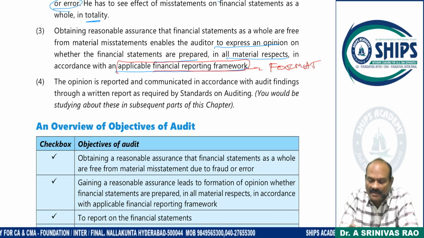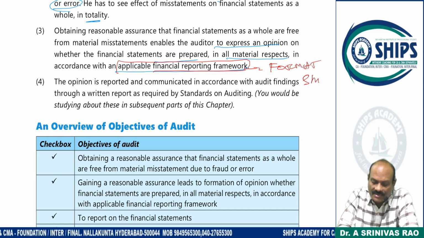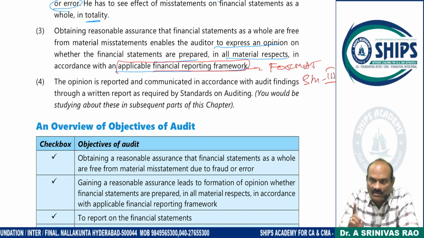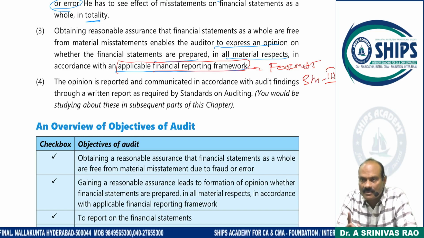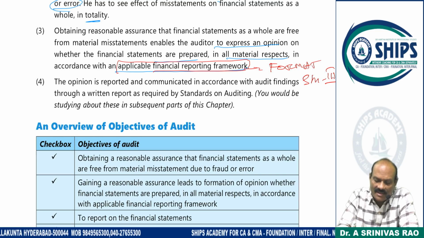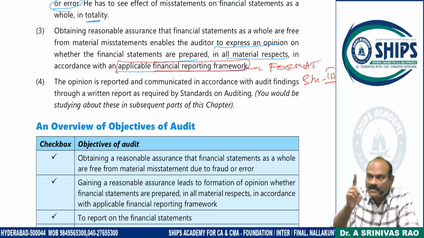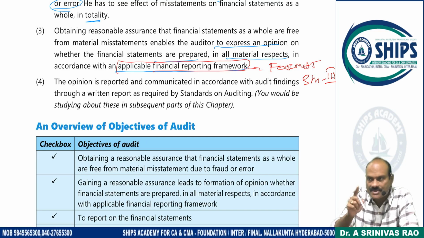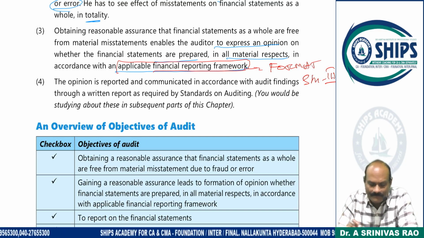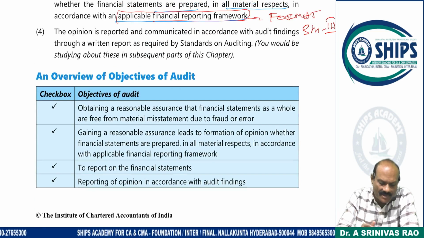Ours is a company. According to Schedule 3 of the Companies Act, we have to follow the format: balance sheet, Part 1; P&L account, Part 2. Similarly, in the case of the Banking Regulation Act, formats are the schedules you have to follow. For insurance companies, schedules are there. Okay? That is the financial reporting framework.